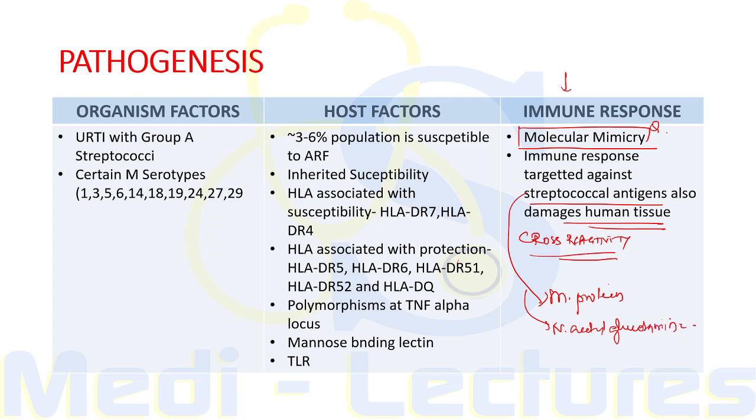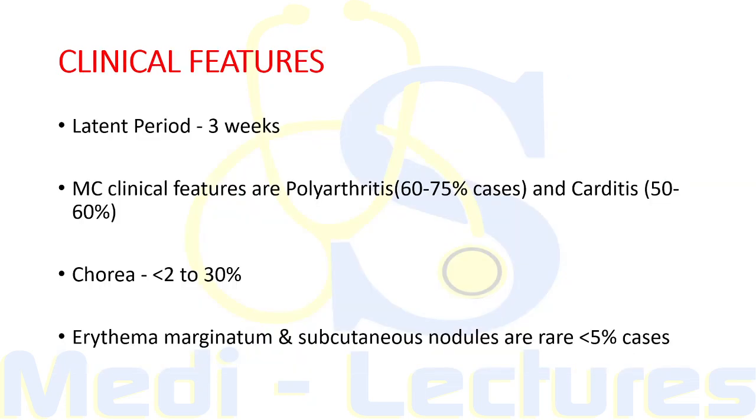So this was all about the pathogenesis of acute rheumatic fever. Now coming on to the clinical features, the latent period of this condition is around 3 weeks. Now this 3 weeks is the period between the precipitating group A streptococcal infection and the appearance of clinical features of acute rheumatic fever. Now it has two exceptions. What are these? First one is chorea and the second is indolent or low grade carditis.